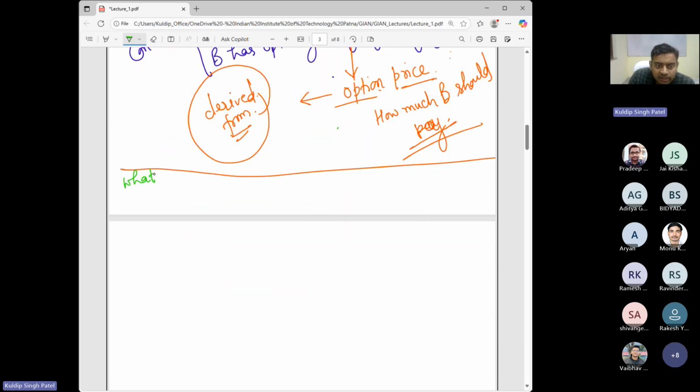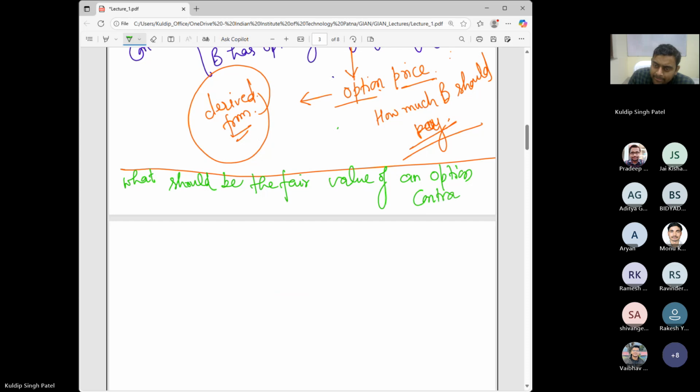So the moral of the story is: what should be the fair value of an option contract? In the morning two sessions, Professor Obeck discussed a lot of things about this option contract and how to price it. In that, there are several methods, like the binomial tree model he was discussing. I will be discussing in a separate way.